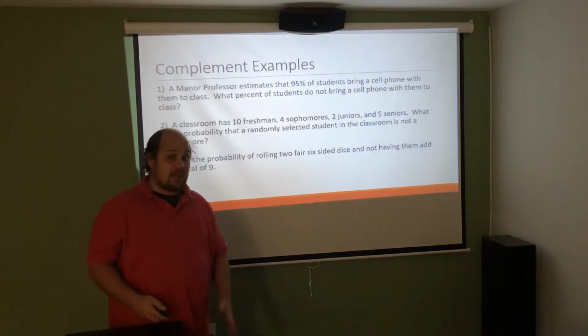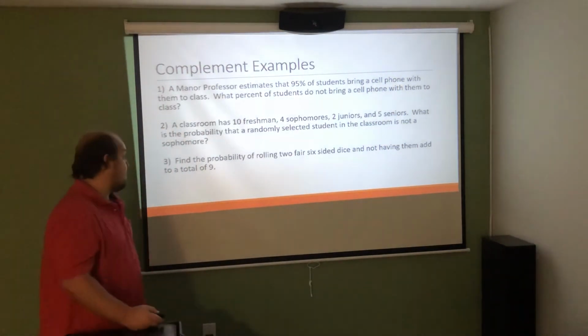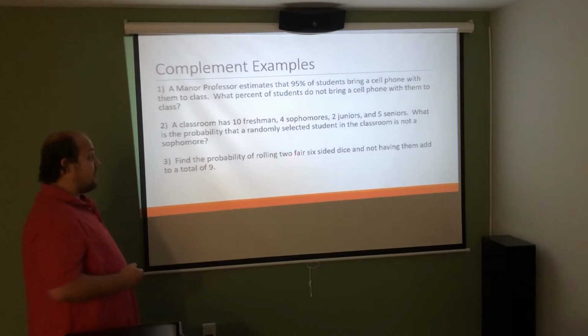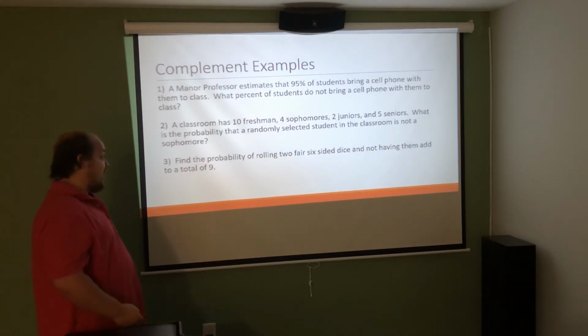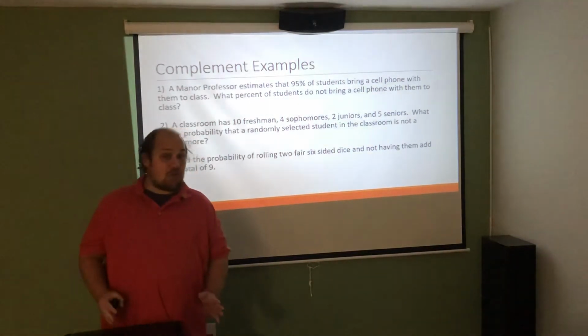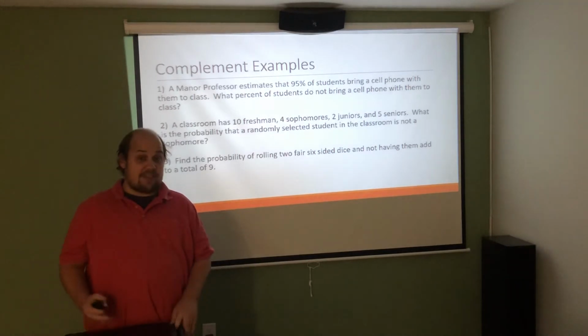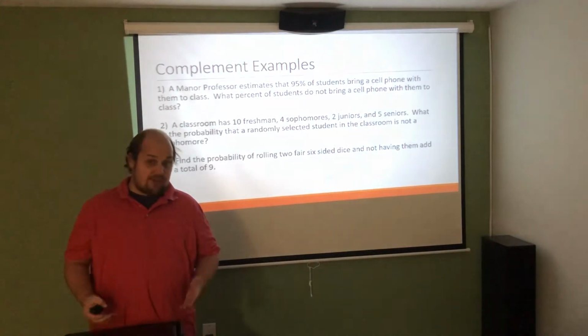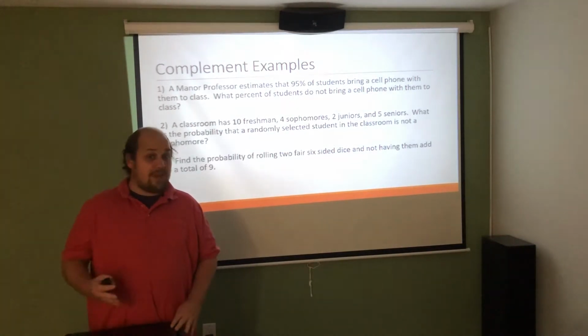So there's a lot of times where using the complement will save you some time. Find the probability of rolling 2 fair 6-sided dice and not having them add to a total of 9. The reason I include this question at the bottom here is just to show you how confusing some of the things that you might see in the textbook or in other materials would be if you're trying to look into some of these probability questions.